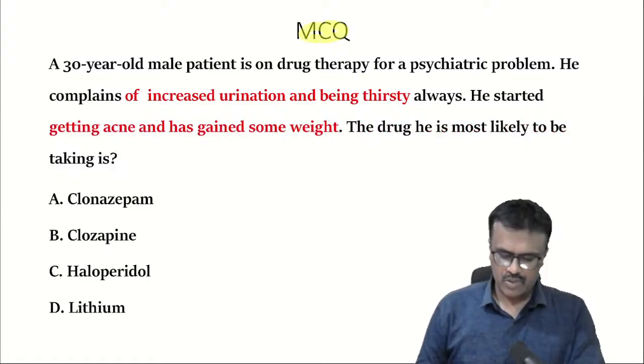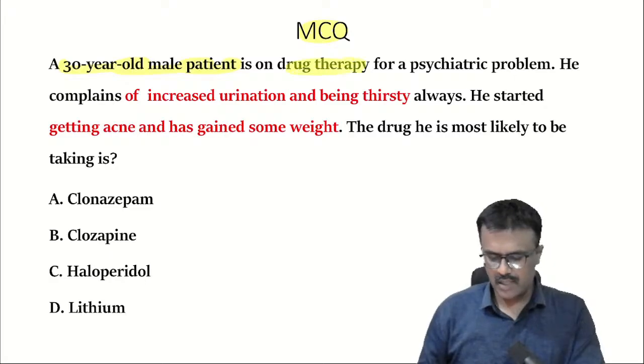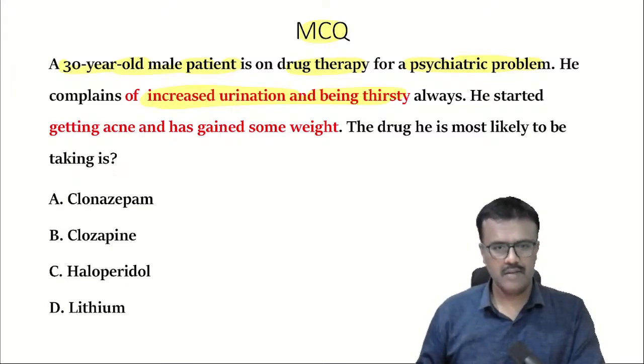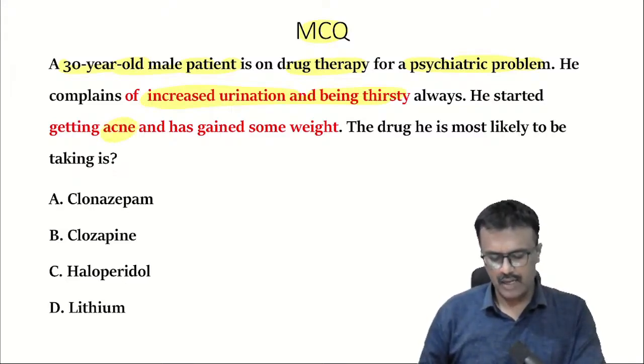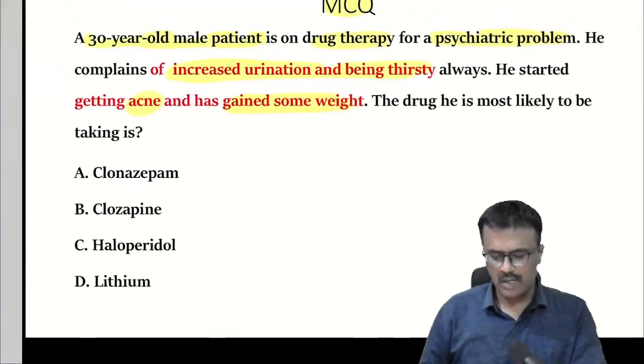Next question, MCQ. A 30-year-old male is on drug therapy for psychiatric problem. He complains of increased urination and being thirsty. He starts getting acne and weight gain. What is the likely drug?